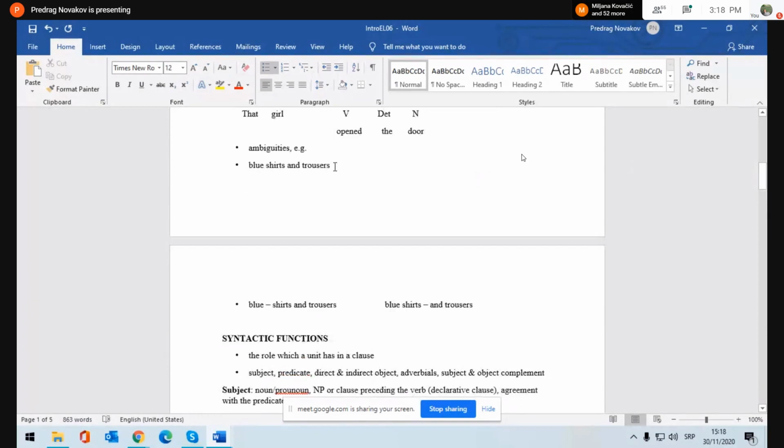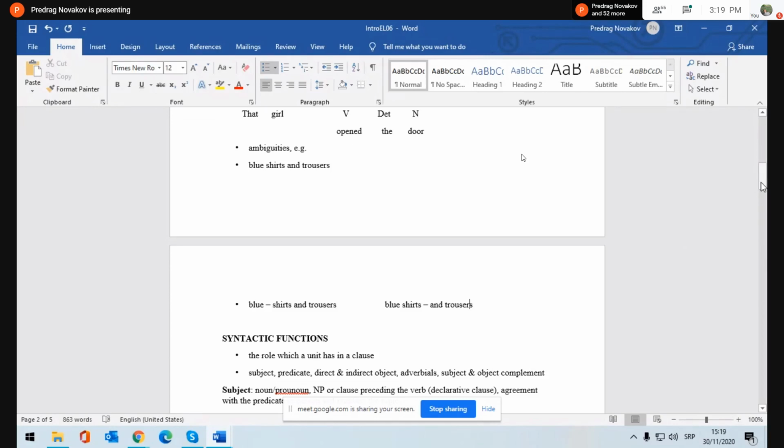Now, this analysis can also solve some ambiguities, okay? For example, blue shirts and trousers. Why could this be ambiguous? We already have an explanation here, okay? Why can this be ambiguous? Blue shirts and trousers. Perhaps you can explain the ambiguity. Because we don't know if blue refers to shirts or trousers. We're not certain if it's both. Or both, exactly. This is what I had in mind, okay?